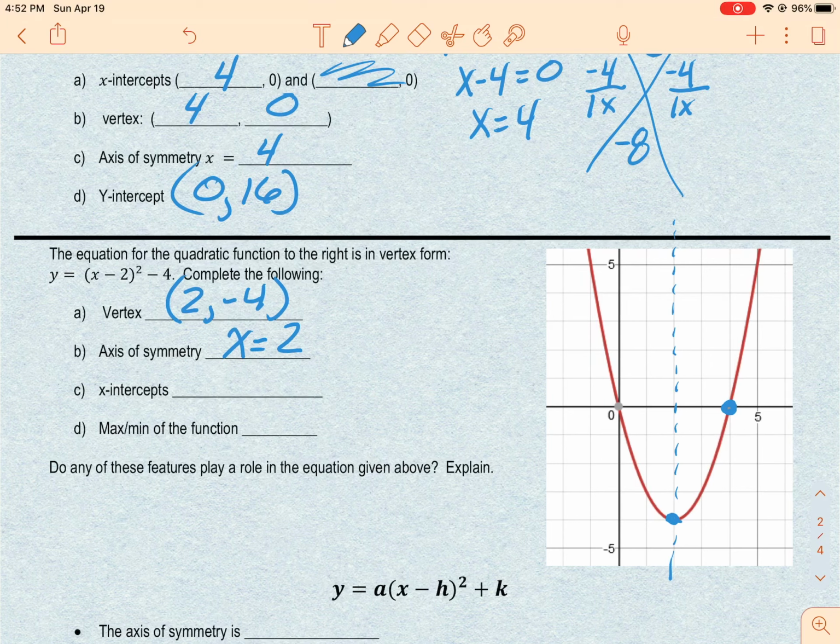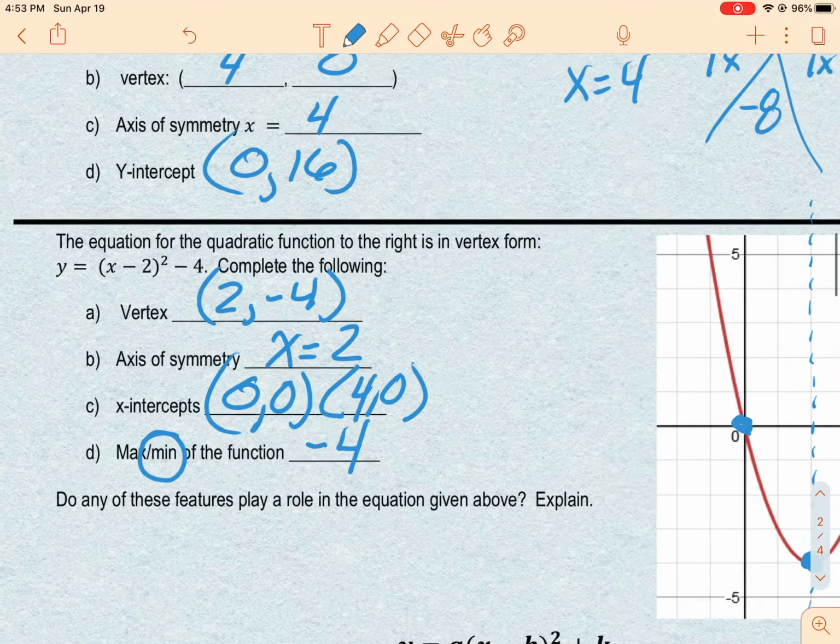The x-intercepts, we could see, hit here and here. So at (0, 0), and then at (4, 0). And then the max or min of the function, we know that this vertex is a minimum value, and it's down at -4, so it's a minimum of -4. It's always our y value. So we want to look, do any of these features play a role in the equation above?